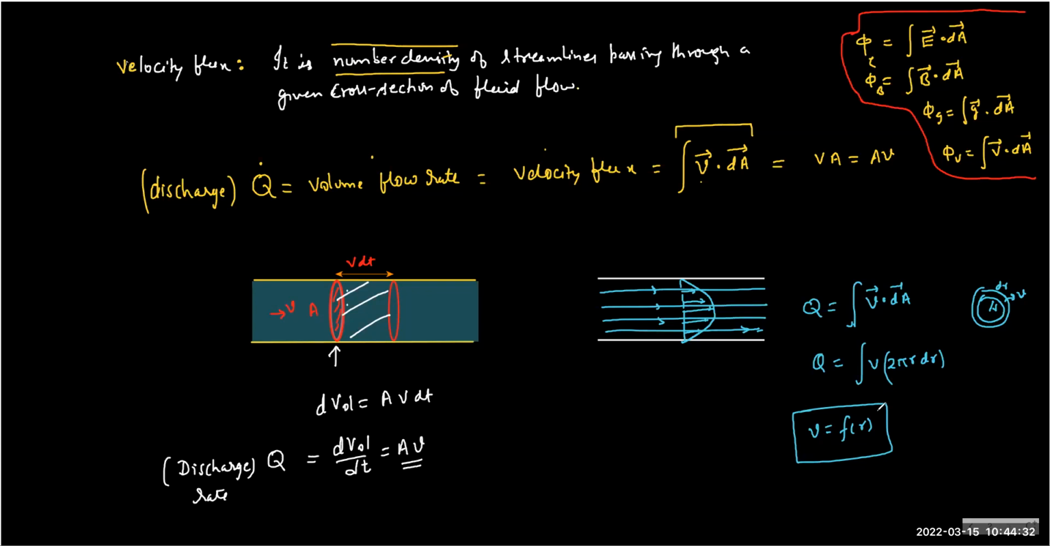Normally this formula will be used only for viscous liquid, but for a general problem, the product of area and the velocity of that cross section will give you the discharge rate. That's very easy to derive, and we have been doing this for a long time.